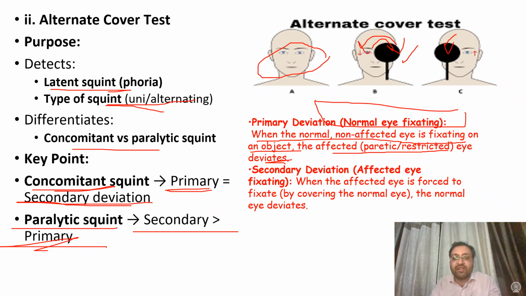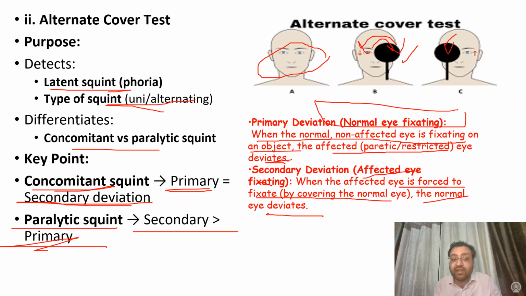The second thing is the secondary deviation. In secondary deviation, the affected eye is fixating. So when the affected eye is forced to fixate by covering the normal eye, the normal eye deviates. So now that is the secondary deviation. In primary deviation, the normal eye is fixating, okay, and the affected eye deviates. Alright. In secondary deviation, the affected eye is forced to fixate by covering the normal eye, and hence the normal eye deviates.